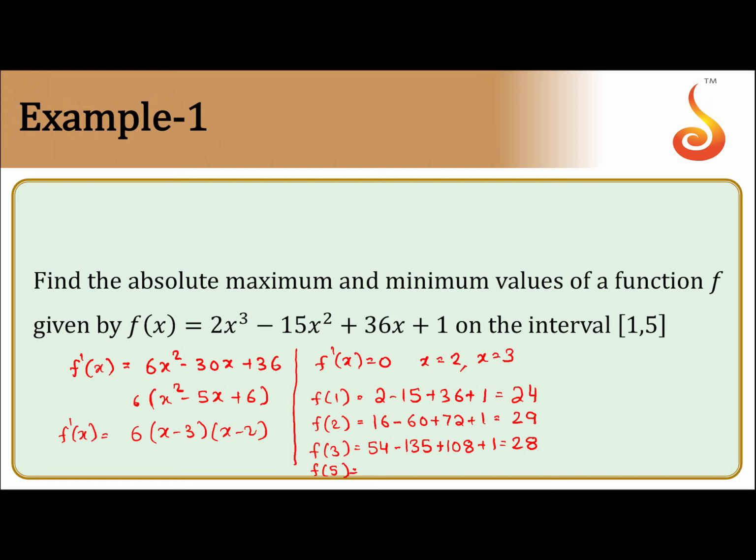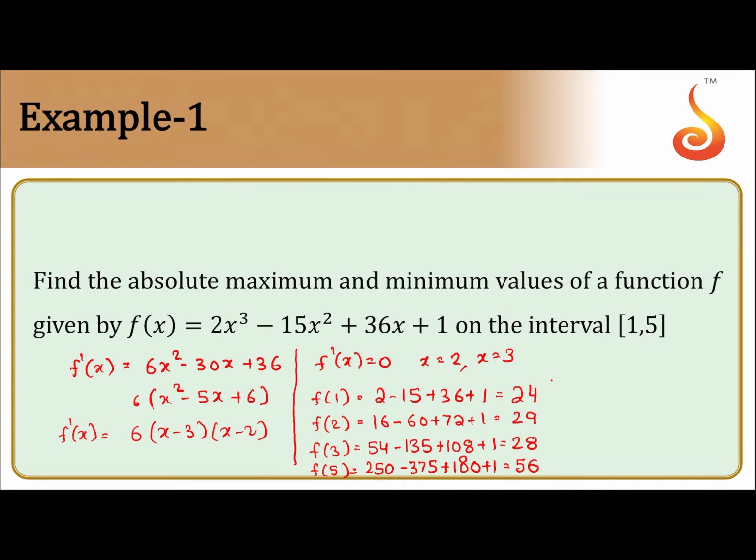f(5) will be a big value. 5 cubed is 125, 125 times 2 is 250, minus 25 times 15 gives you minus 375, plus 36 times 5 gives you 180, plus 1. So this gives you 250 - 375 + 180 + 1, equal to 56.